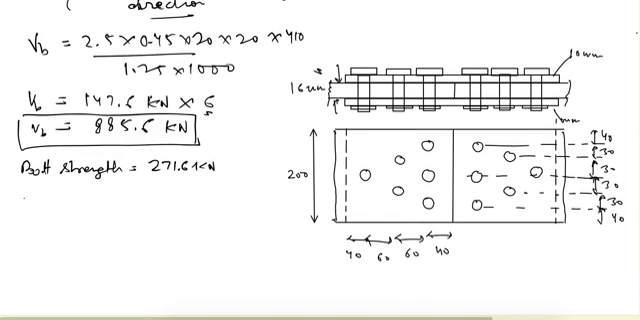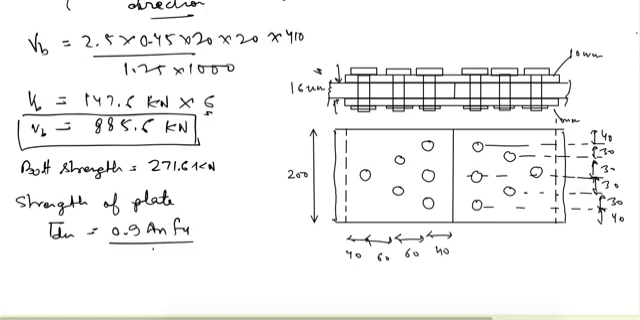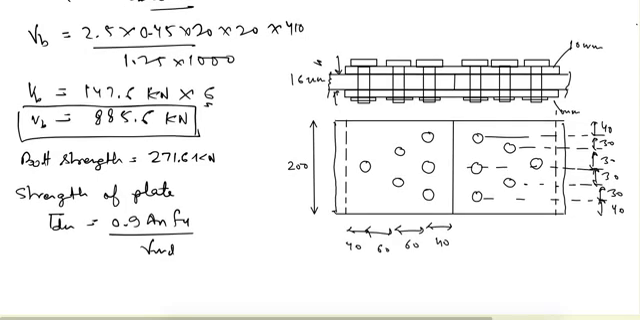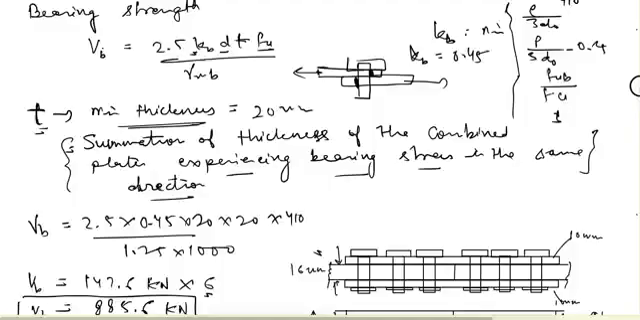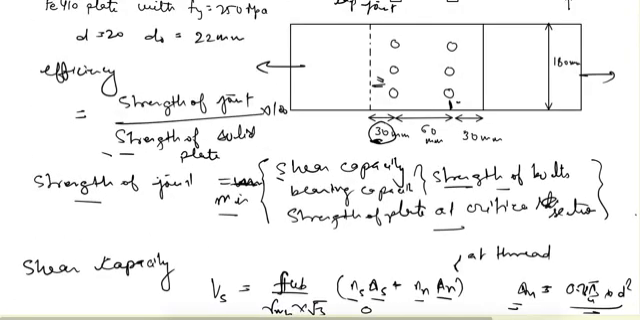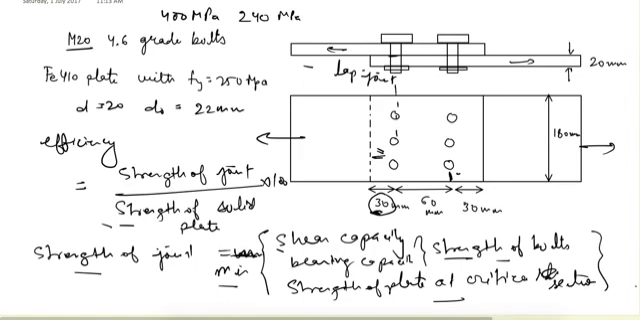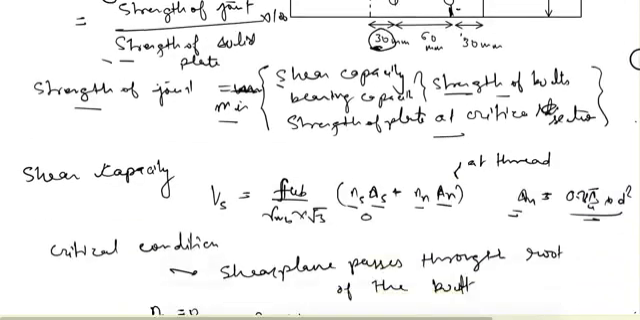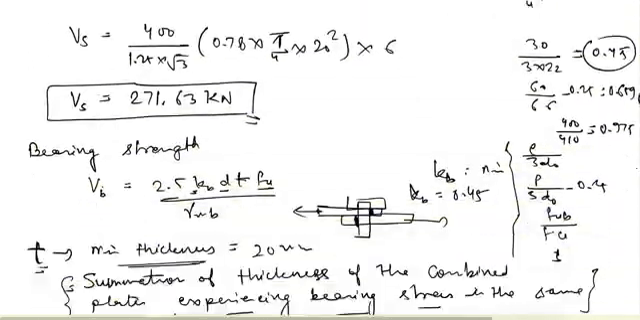Now let's see the strength of plate first. So strength of plate in rupture is given as 0.9 An Fu by gamma m1. So what are all these terms here? Fu is 410, that is given in the question, and An is the net area at the critical section. So what would be the critical section in this case? Either it can fail from here or it can fail from here. Both have the same critical section, that is 3 bolt holes are there.